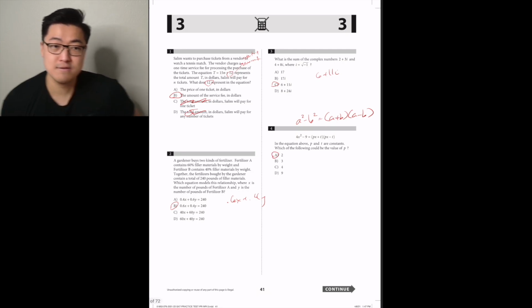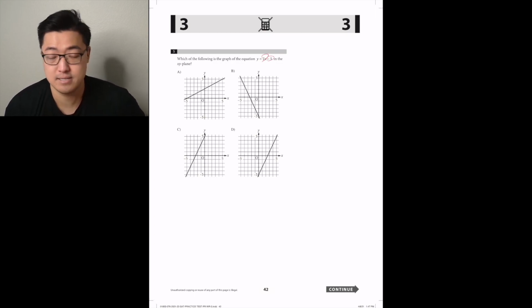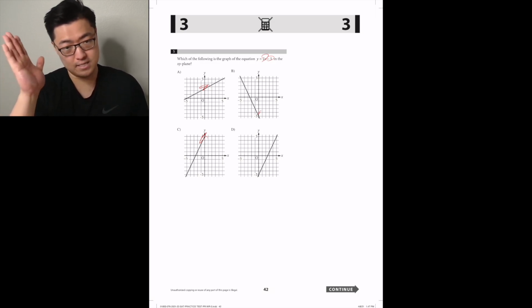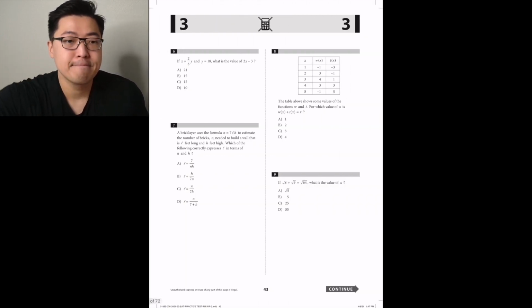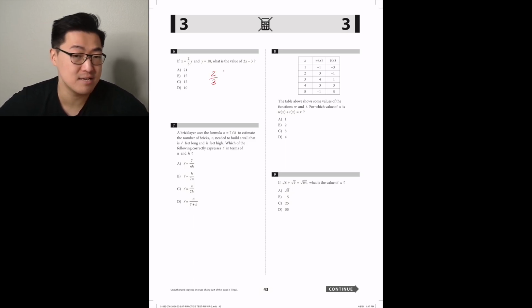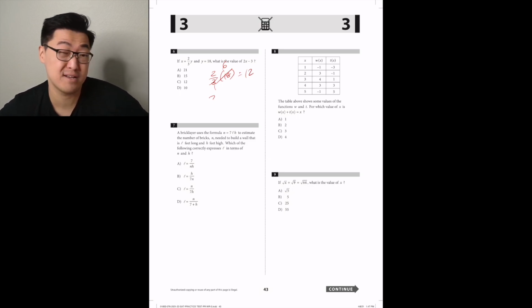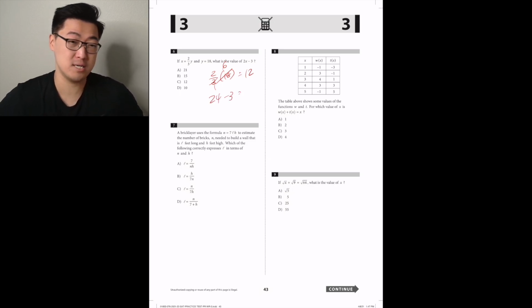Easy. Which of the following is the graph of the equation y equals 2x minus 5 in the xy plane? That means it's a slope of 2, so kind of steep. Y-intercept is negative 5, so positive D. If x equals 2/3 y and y is 18, what's the value of 2x minus 3? If y is 18, then that makes x equal to 12, and 2x is 24, minus 3 is 21.